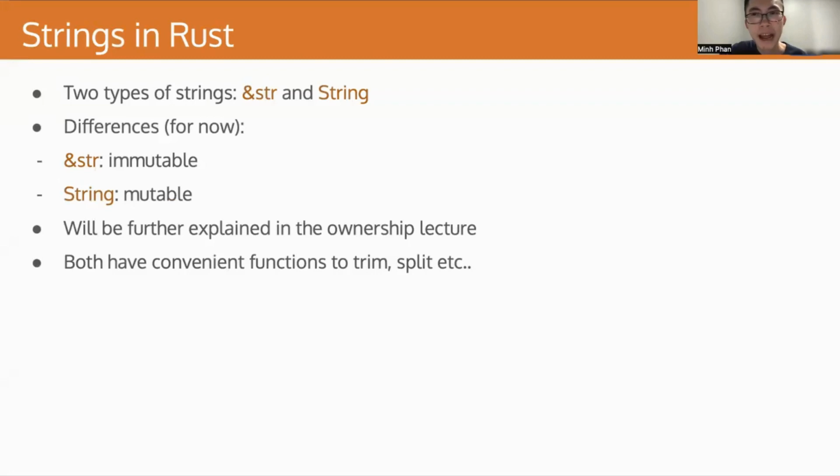The only differences we will look at for now are that the &str string is immutable and the String is mutable, meaning you can actually modify its elements or add strings to it, etc. The differences will be further explained in the ownership lecture. Both of these types of string have convenience functions to trim, split them, etc.